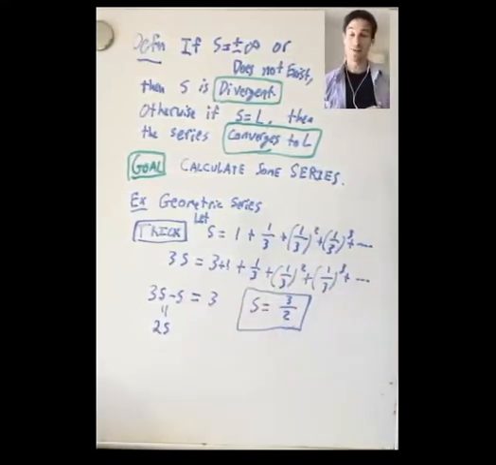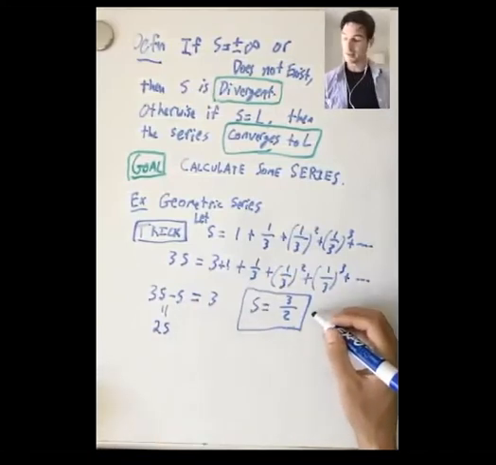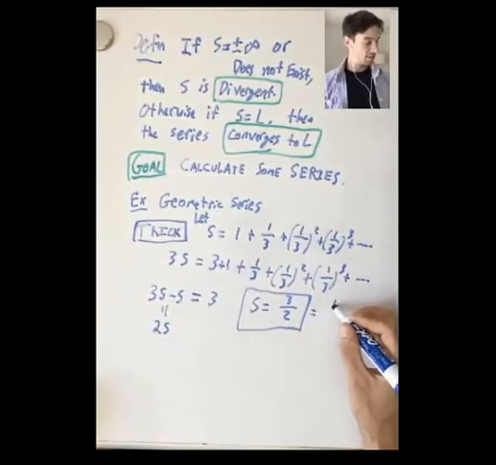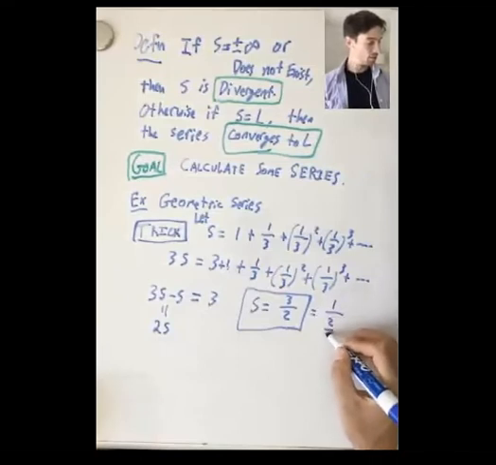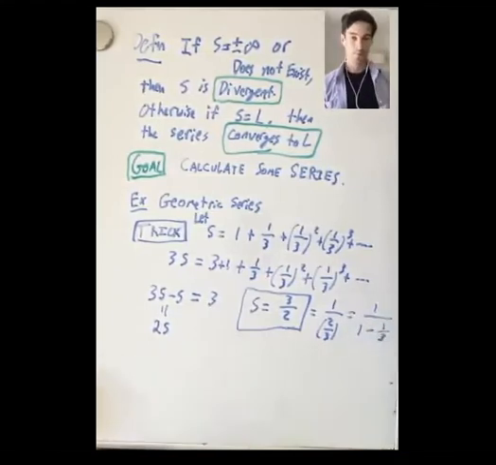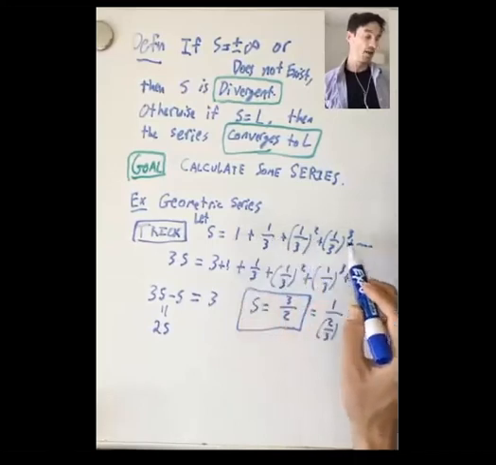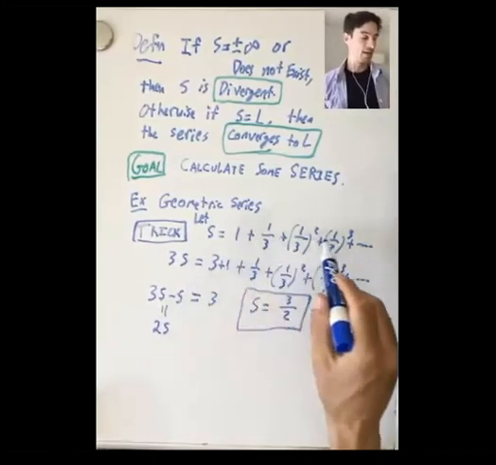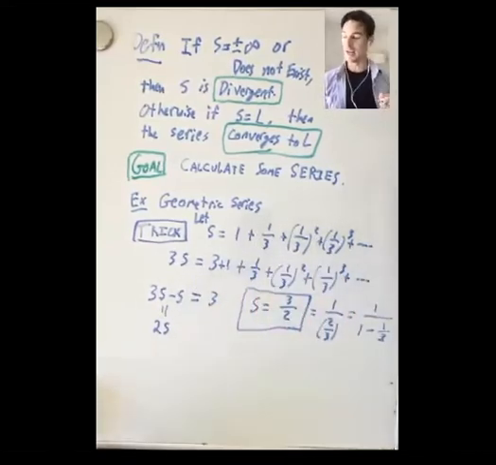It's actually going to be helpful to rewrite this very slightly. This is the same as 1 divided by 2/3, which is the same as 1 over 1 minus 1/3. Why did we rewrite it this way? Well, this 1/3 here is the same 1/3 that we're multiplying by to get from one term to the next.